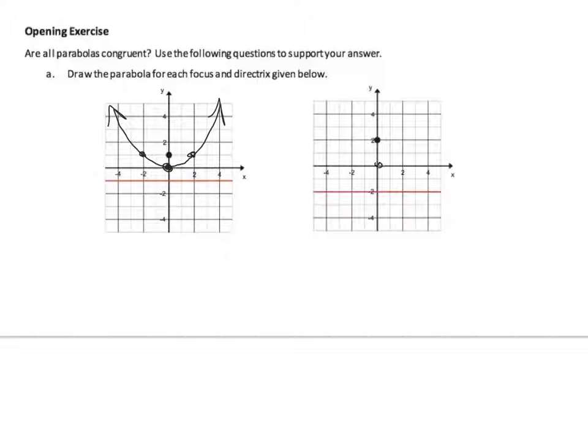Over here, the vertex is in between the focus and the directrix. And I'm 1, 2, 3, 4 away. So 1, 2, 3, 4. 1, 2, 3, 4. And I have my parabola.